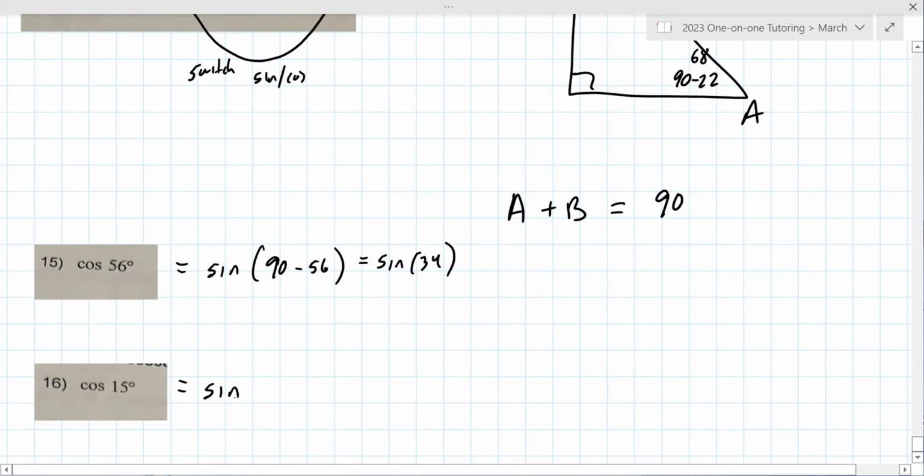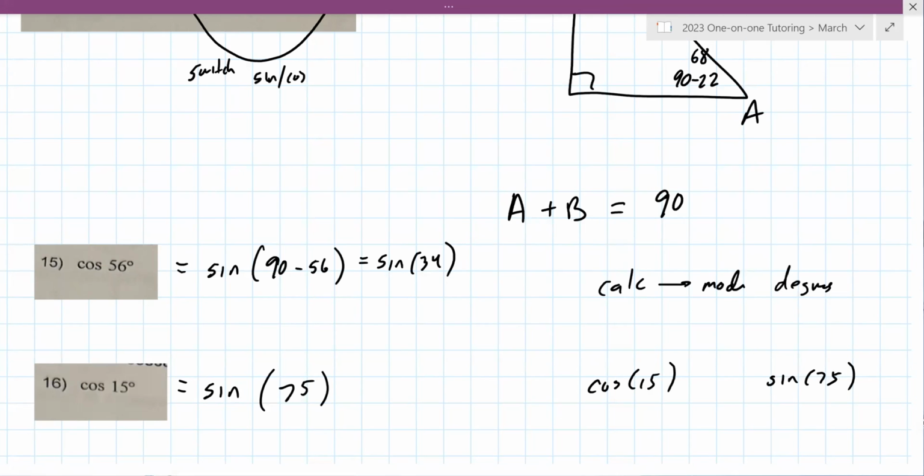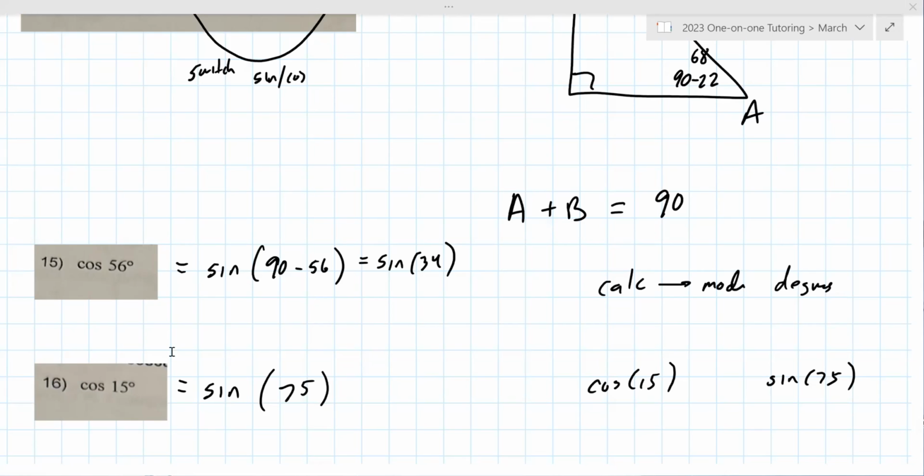So number 16 would be sine 75. Yes. Now, what I think a lot of the teachers have you do is go to a calculator, make sure your mode is in degrees, and then calculate the cosine of 15 and then calculate the sine of 75. And you see that they're exactly the same. Oh wait, so it doesn't actually matter? Well, they're trying to show you that they're the same, that these are related.